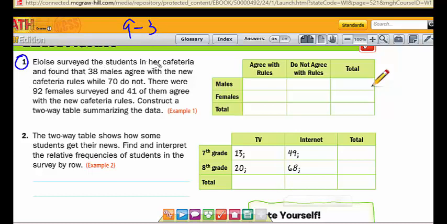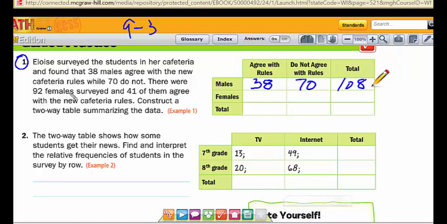Eloise surveyed the students in her cafeteria and found that 38 males agree with the new cafeteria rules, while 70 do not. There were 92 females surveyed, and 41 of them agree with the new cafeteria rules. Construct a two-way table summarizing this data. So first of all, we have 38 males that agree with the new cafeteria rules. So males and agree would be right here, so we'll put the 38 at that intersection, while 70 do not. So 70 of those males do not agree. And that, of course, we can total right away and get our total of 108.